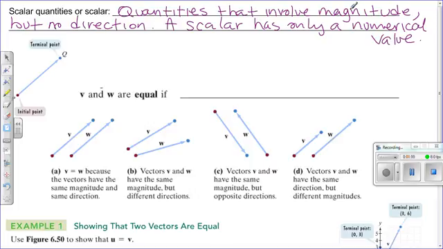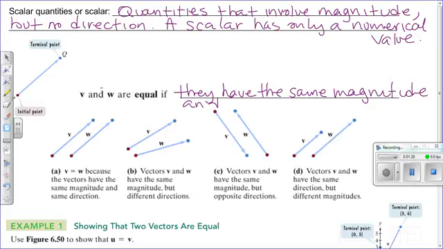And so we're going to be comparing two vectors. Two vectors are equal, in this case we will call them V and W, if they have the same magnitude and the same direction. It has to be exactly the same.